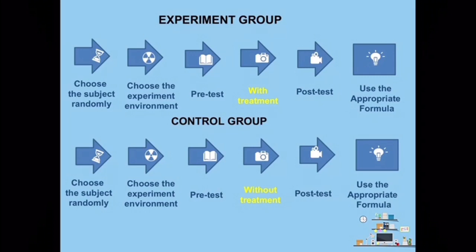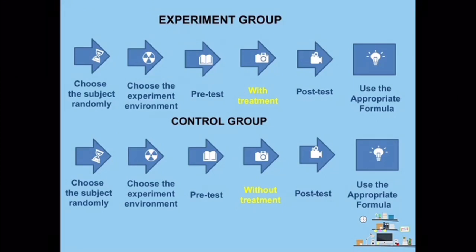In true experimental, we have two groups, experiment group and control group. The experiment group is those who receive treatment, and the control group doesn't receive treatment. For the example, can you see the picture in my video? The researchers are conducting an experiment to improve speaking skill through role play.